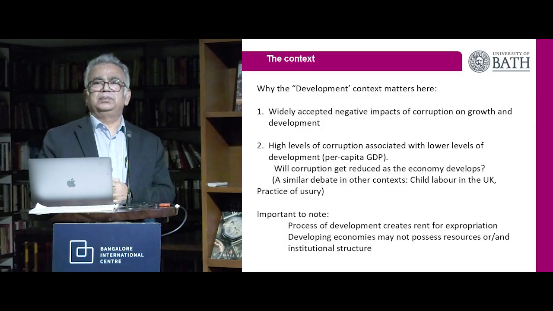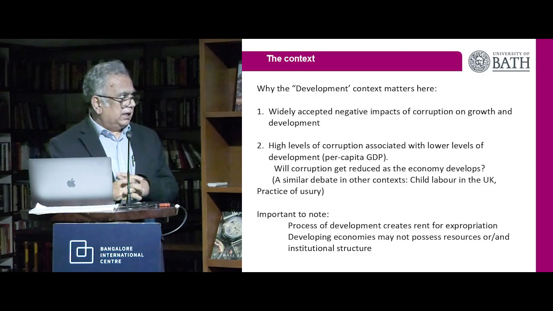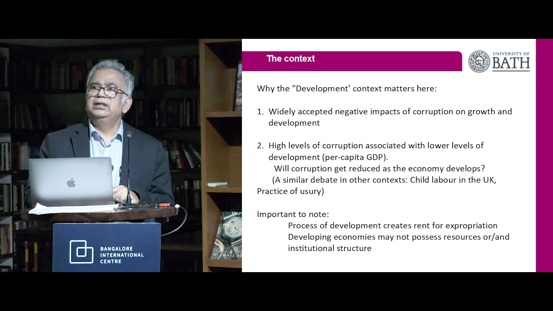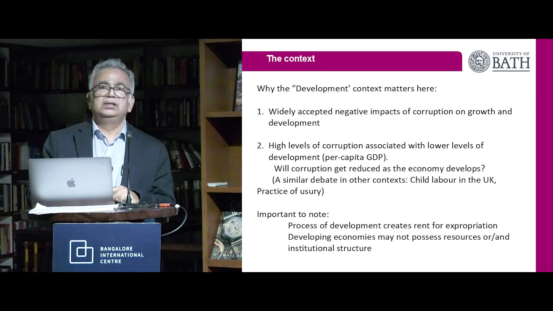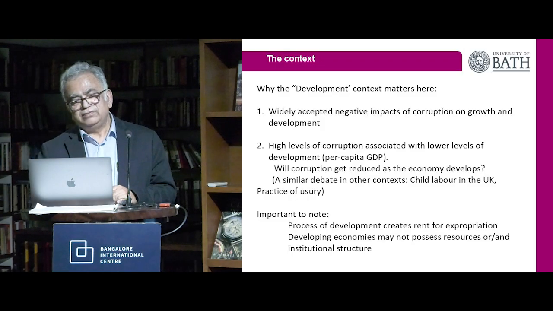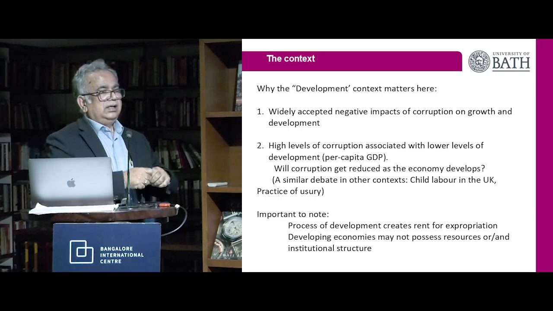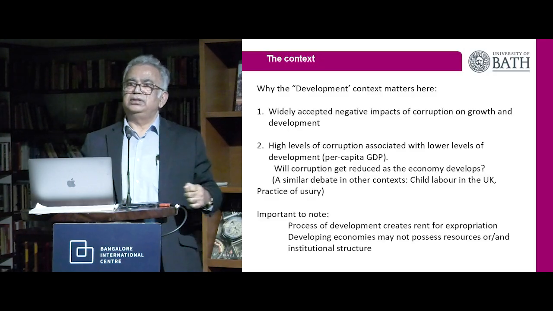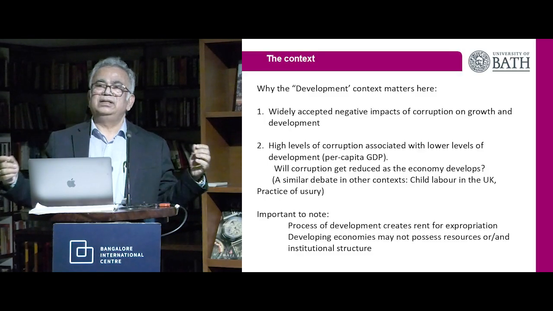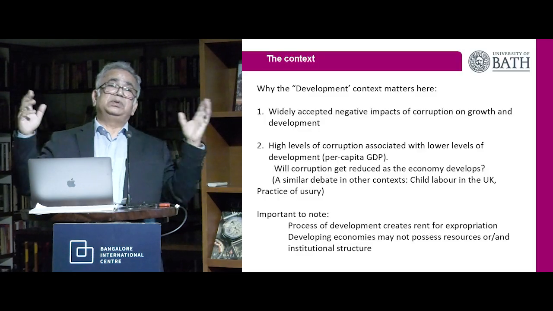So the negative impacts of corruption on development have been studied quite a bit in the last 30 years or so. It is widely accepted. But more importantly, the causation also goes from the other direction, at least according to some people. So high levels of corruption are invariably associated with low levels of development. If you just put the per capita GDP of countries on one side and look at some measure of how corrupt they are on the other side, you will find a very strong negative relationship. So the developed countries tend to be less corrupt or are perceived to be less corrupt.